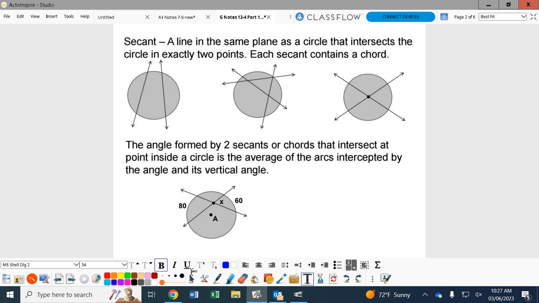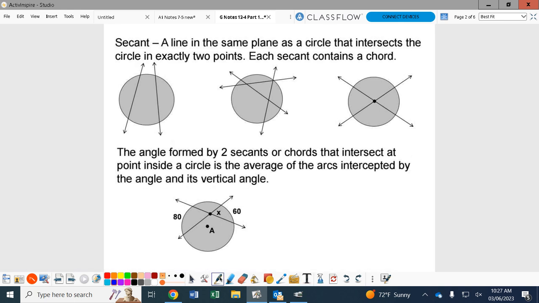Here is a secant. This thing right here is a secant. Okay? It contains a chord that goes from here to here. That's the chord. The secant just extends all the way through. That's the only difference. All of these are going to be secants that contain specific chords. In this last case, it is going to contain the diameter. That's that special chord that we deal with.